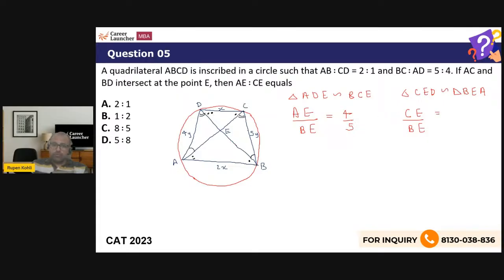तो double dot वाले angle के opposite इधर CE है, इधर BE है, should be equal to angle E के opposite इधर X और इधर 2X, so 1/2. Hence, dividing these gives you the required ratio. Dividing these two ratios, BE will cancel. AE by CE, dividing these gives me 4/5 over 1/2. So that's 8/5. Right? That is your answer.